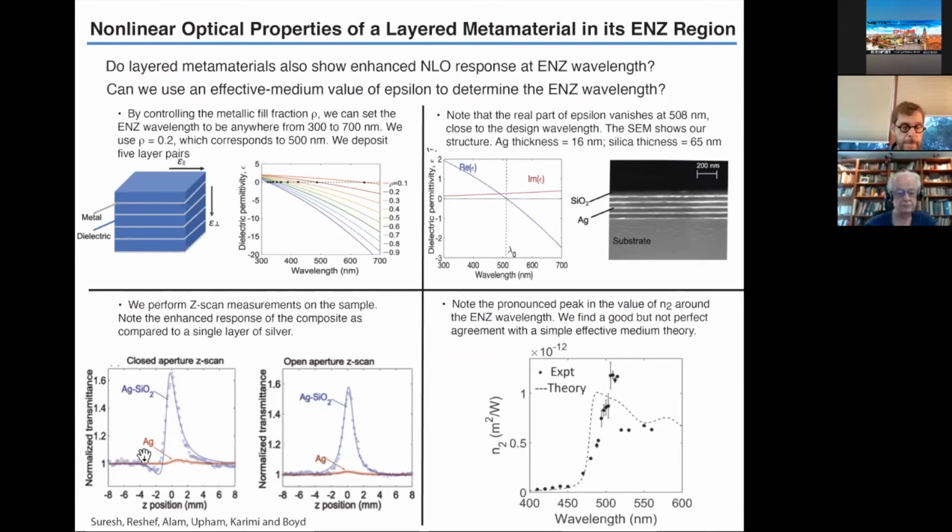We do Z-scan, and you can just see by eye. If you don't do Z-scan, don't worry. This is a measure of the nonlinear response. For our composite, we get this curve here. For pure silver, we get this curve here. And you see that the composite material has a much, much larger response than pure silver would on its own.